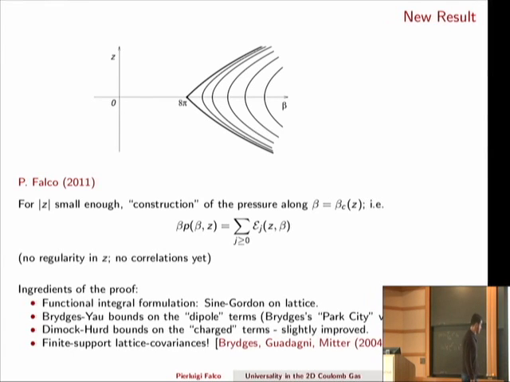Okay, so the strategy of the proof is: first, as in the Fröhlich and Spencer paper, I will start with the Sine-Gordon reformulation of the problem. Then I will mainly follow this Brydges-Yau technique for doing renormalization group. In particular, there are these Park City notes of Brydges in which he repeated this with many simplifications. I will certainly also borrow bounds from the Dimock and Hurd paper. Another ingredient is a certain property of the covariances that are studied in the paper of Brydges, Guadagni and Mitter.